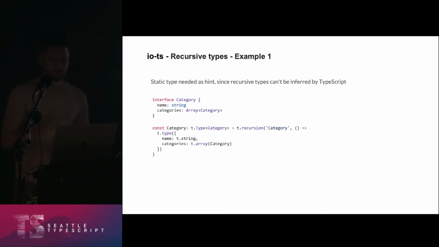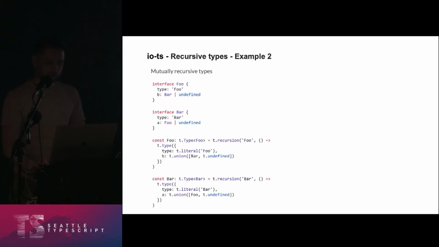As I said, it has more advanced types than the previous library. For example, it has something called recursive types. Imagine you have a type category that has nested categories inside of it. It has a utility method called recursion, and you give it a hint as to what the type is going to look like, and it recursively checks at runtime. This is a step up from what TypeScript would give you, because it's unable to infer the types recursively.